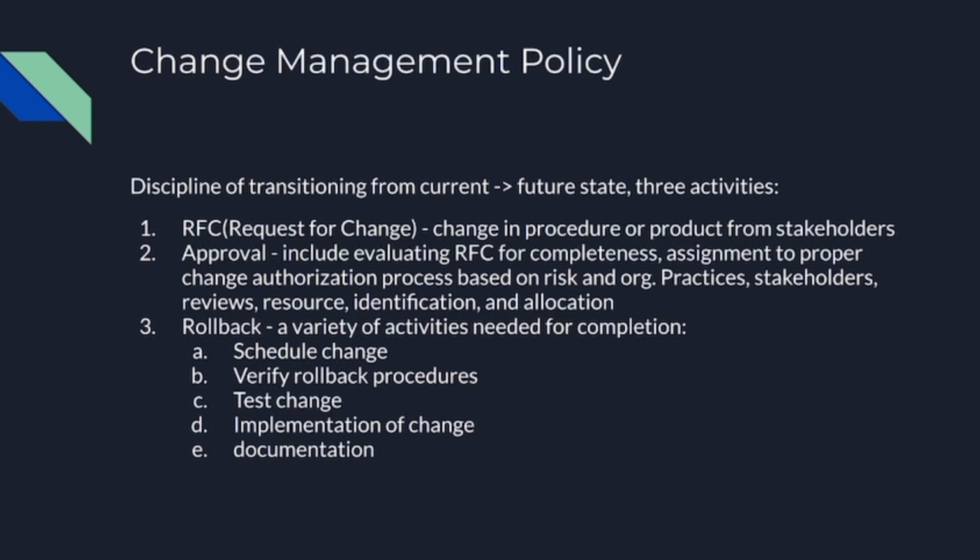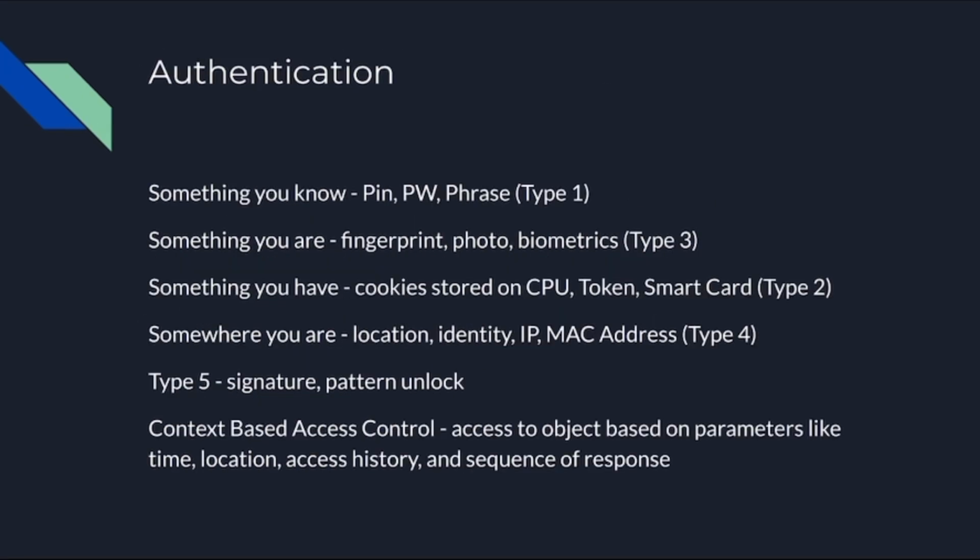Change control is an update process for requesting changes to a baseline by making changes to one or more components in that baseline. Policies. That's a discipline of transitioning from the current to the future state. Some of the activities are: 1, the request for change. And by the way, there's multiple policies. There's the acceptable use policy, which is how an organization's network and security systems can be used under legal protection. These detail appropriate usage of assets, devices, and data.